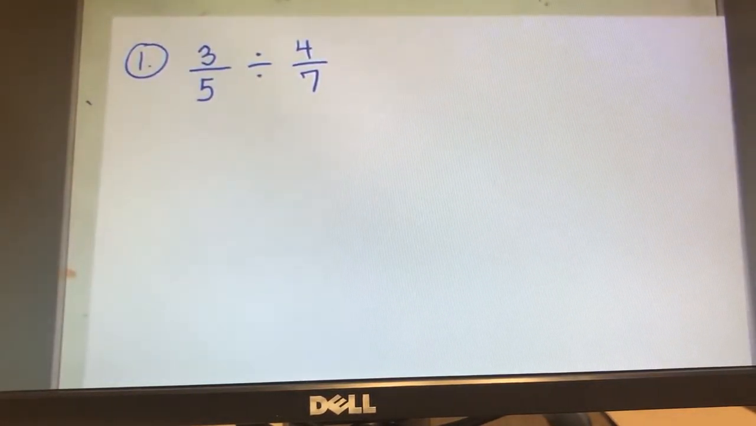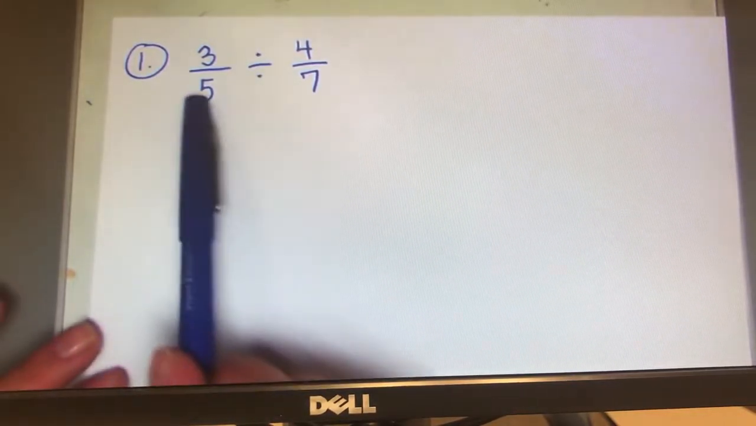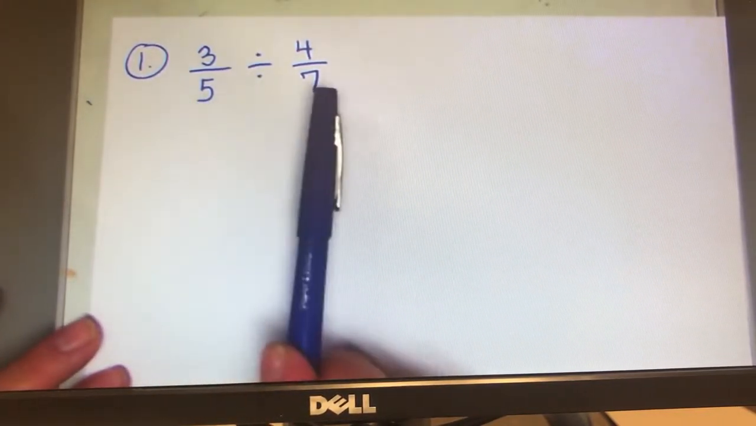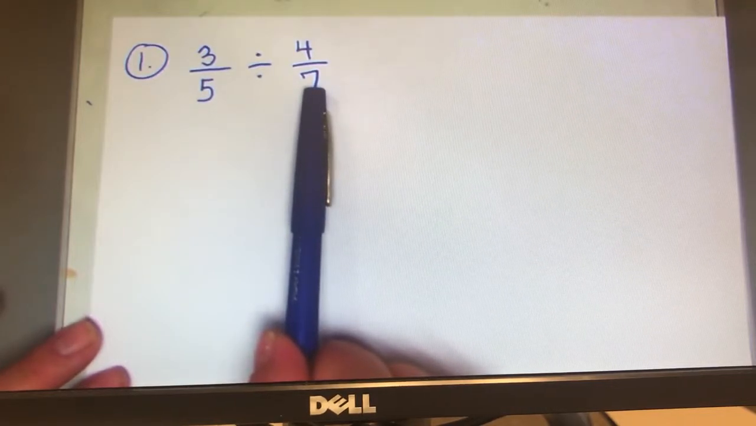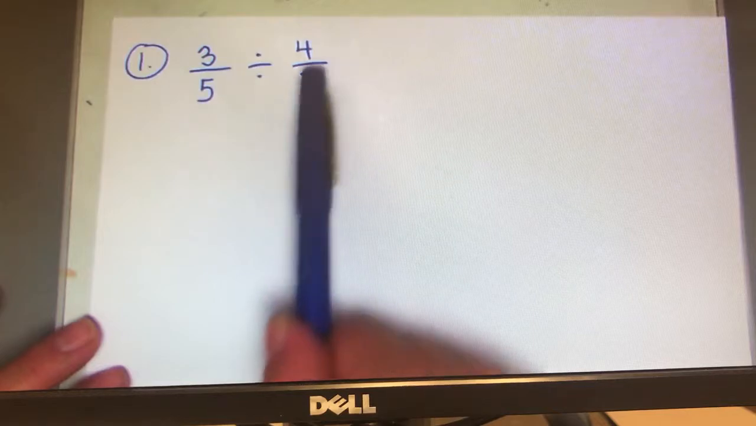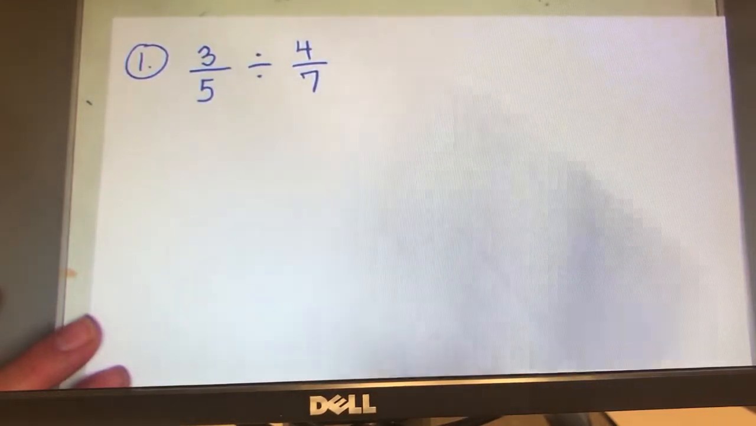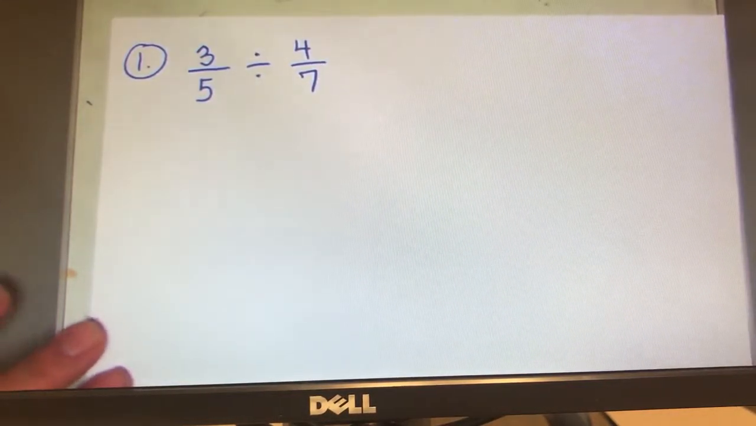That is just fine. But what we're actually going to do when you're dividing fractions, we're going to change it into a multiplication problem. Well, we can't just magically change this to multiplication. There's a process we have to do. We're going to multiply the first fraction by the reciprocal of this number. A reciprocal is simply the number flipped. So instead of being 4/7, it's going to be 7/4.